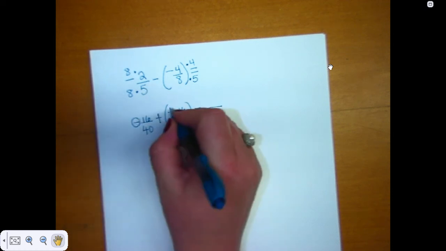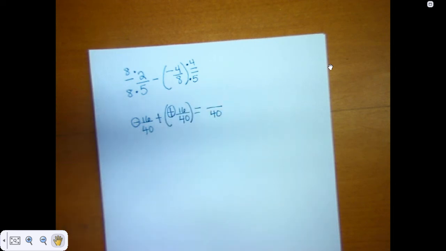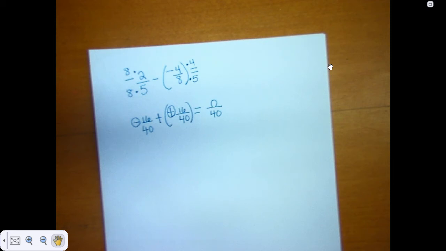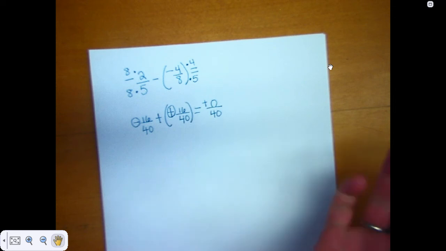Now, I can check my signs because it is now an adding problem. Check your signs. My signs are different. Different means difference. 16 minus 16 is 0. So my answer is positive 0 over 40.